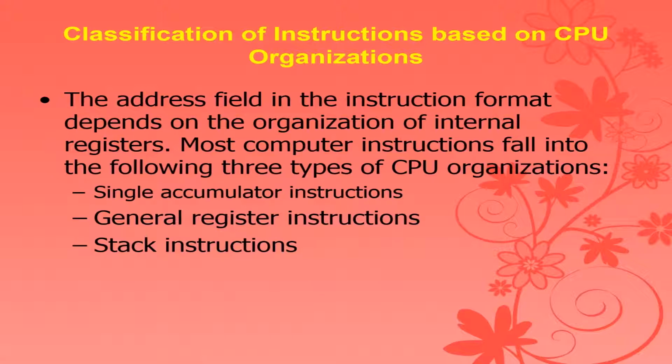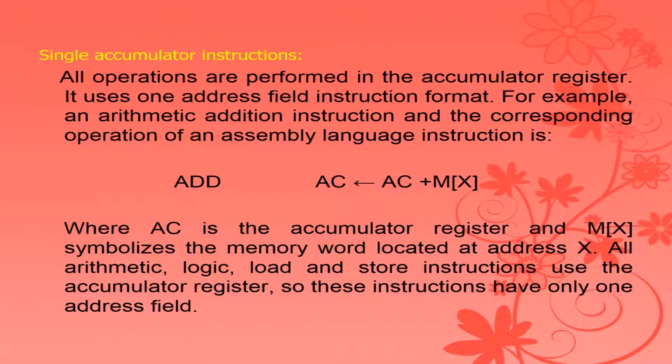Most computer instructions fall into the following 3 types of CPU organizations: single accumulator instructions, general register instructions, and stack instructions. Single accumulator type organization. In this organization, all operations are performed in the accumulator register. It uses a one address field instruction format.